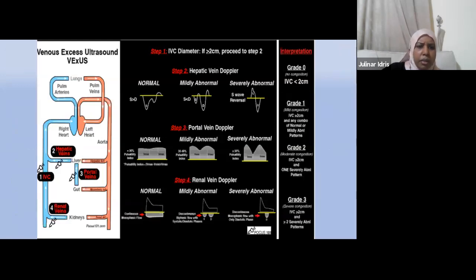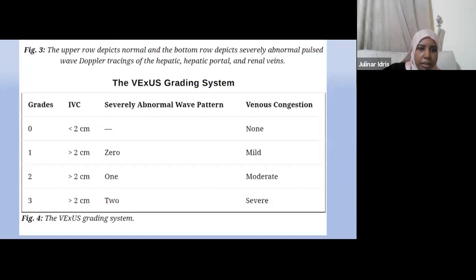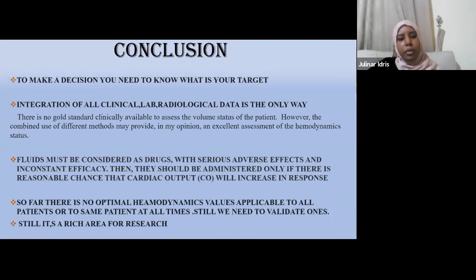So actually, it consists of four stages: measuring IVC diameter, hepatic vein Doppler, portal vein Doppler, and renal vein Doppler. And then you just put it in a chart, and accordingly, you can judge your management. Unfortunately, still in pediatrics, we don't have this luxury. So to wrap up my talk, I think my conclusion is inconclusive, and I'm sorry if I made fluid management more complicated rather than making it easier for you.